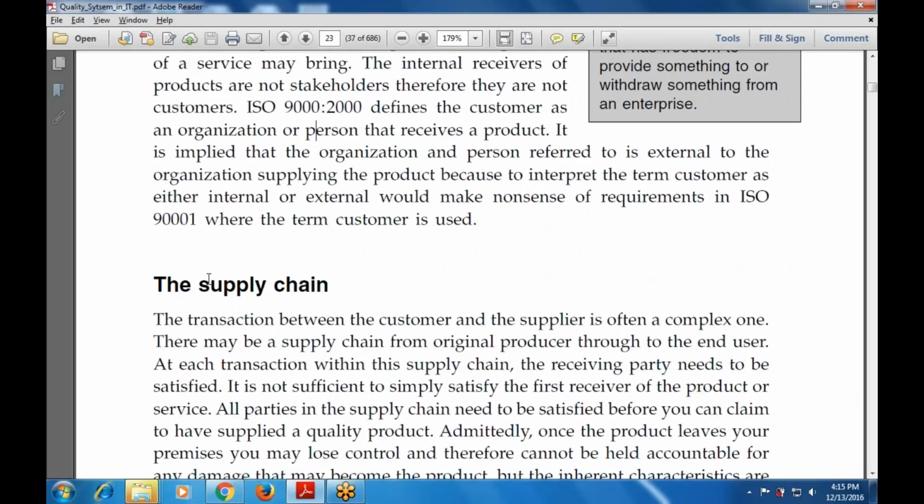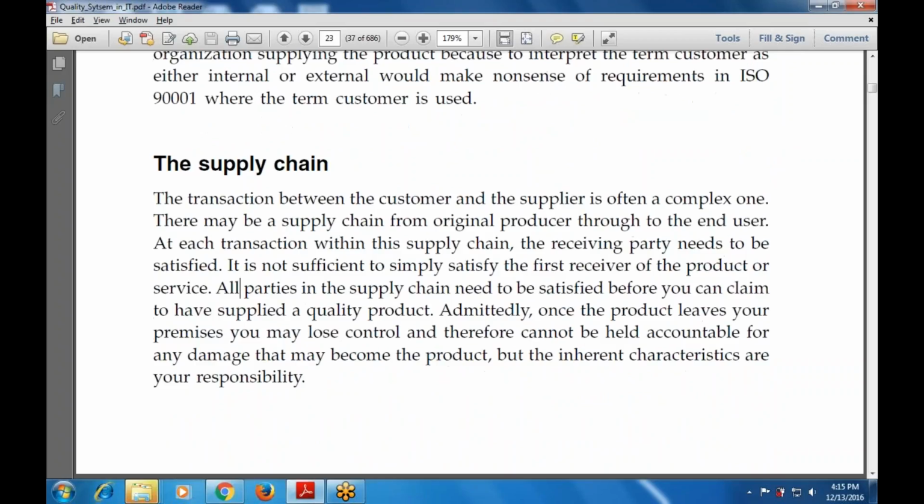The next one is the supply chain. The transaction between the customer and the supplier is often a complex one. There may be a supply chain from the original producer through to the end user. At every transaction within this supply chain, the receiving party needs to be satisfied. It is not sufficient to simply be satisfied with the customer; you must be satisfied before you claim to supply it as a quality product.